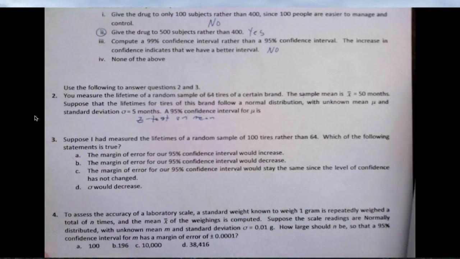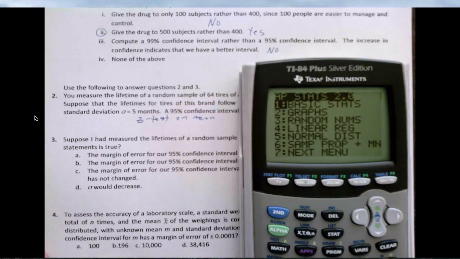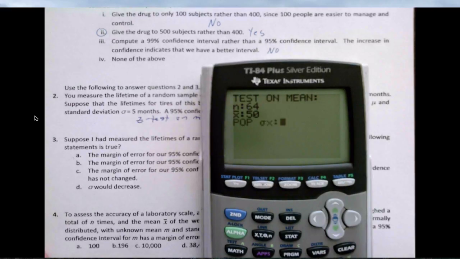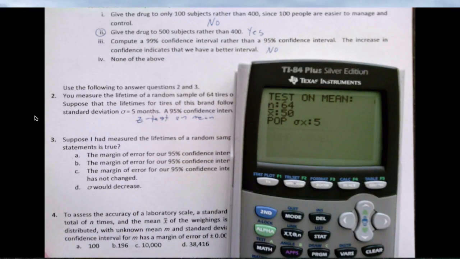So from basic stats, confidence interval, z-test on mean. They said we're testing 64 tires. Our X bar was 50 months. The population standard deviation was 5 months. So how long a tire lasts: average 50, standard deviation of 5. Confidence level, they said it was 95.